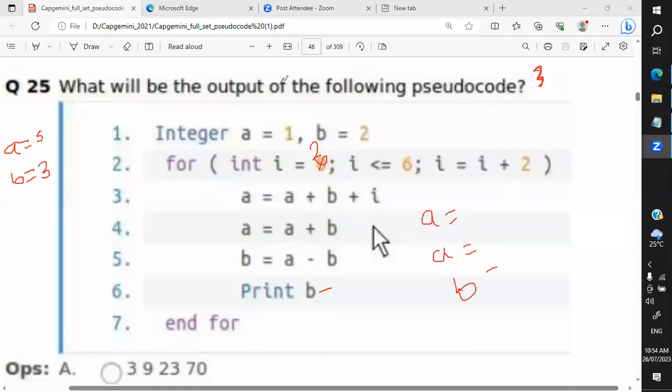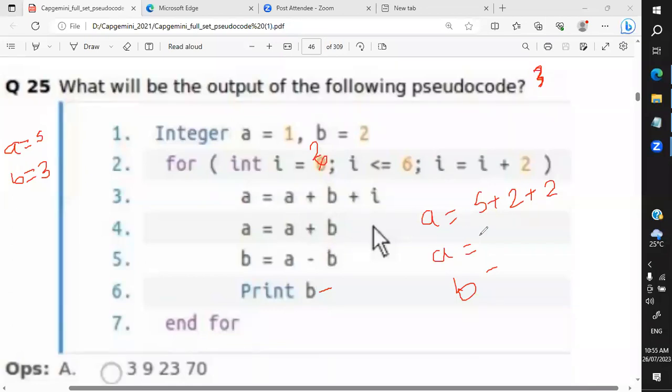You are saying something like 3 plus 4? Probably, but everyone may not understand, so I'm going through it in the basic traversal. Now A equals A plus B plus I, that is nothing but A is 5 plus 2 plus I value is also 2. This is nothing but 9. A value is 9.